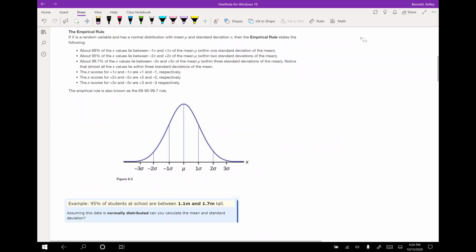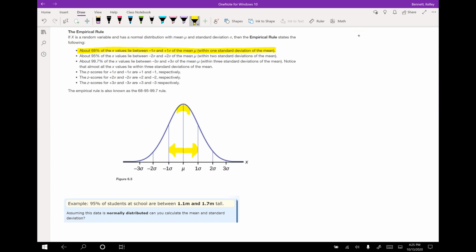So one of the things that we're going to use for our normal distributions is something called the empirical rule. And what that tells us is that we can look at how many standard deviations we are from the mean and get an idea of the percentage or the probability or the likelihood of values in that range. So if we look first here, it says about 68% of the x values lie between one standard deviation of the mean. So if I'm here at the mean mu, I can go forward by one standard deviation, or I can go back by one standard deviation.